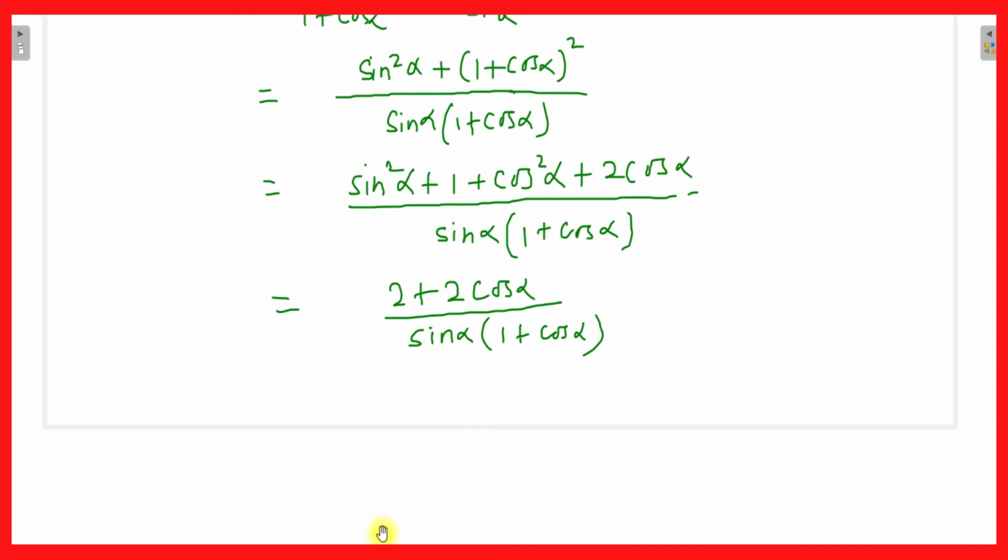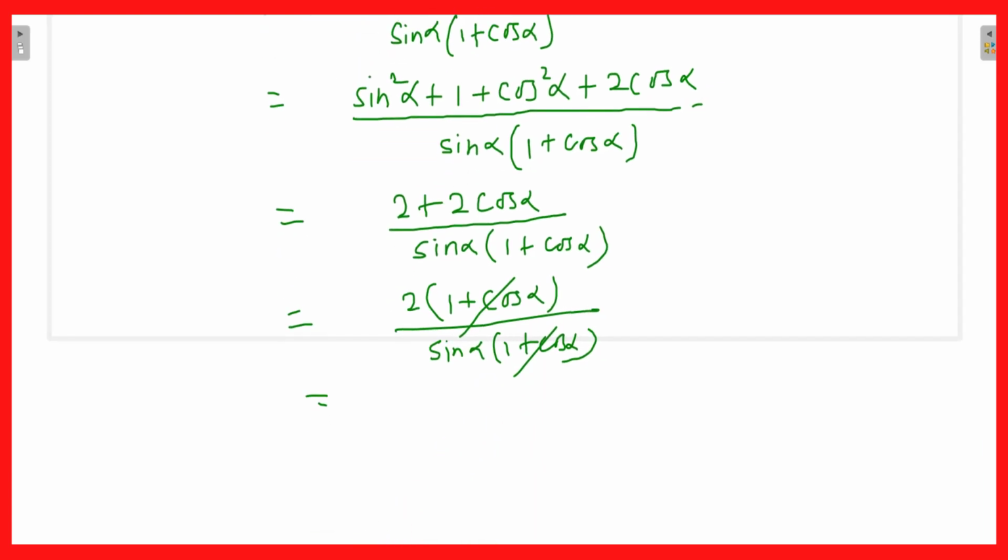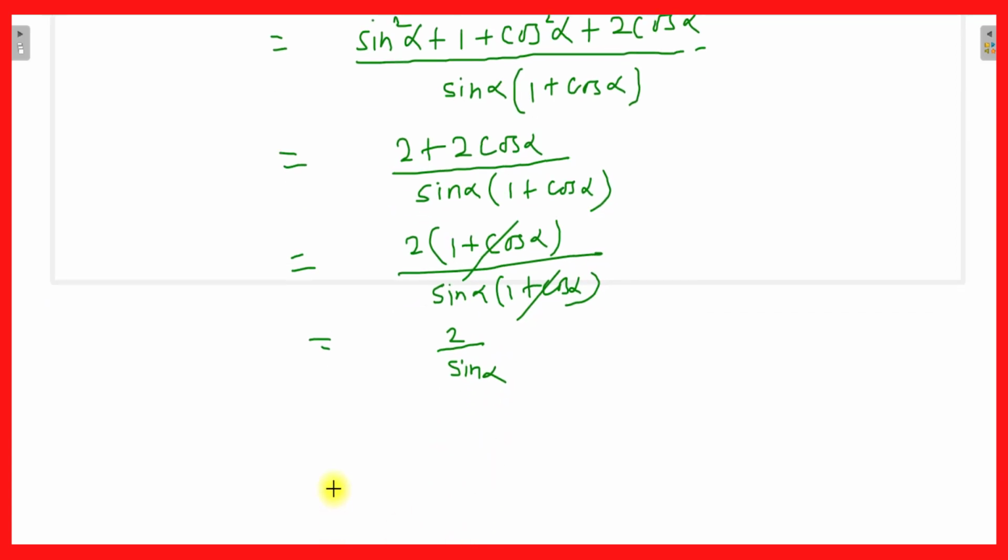This can be solved further as from the numerator we can take out 2 as a common factor. So 2 inside the bracket, it will be 1 plus cos of alpha, close the bracket, upon sin alpha into bracket 1 plus cos of alpha. So this 1 plus cos alpha and 1 plus cos alpha will get cancelled, and you will get 2 upon sin alpha. But 1 upon sin alpha is cosec alpha, and so this we can write as 2 cosec alpha, which is equal to RHS. And hence we have proved that it is equal to 2 cosec of alpha.